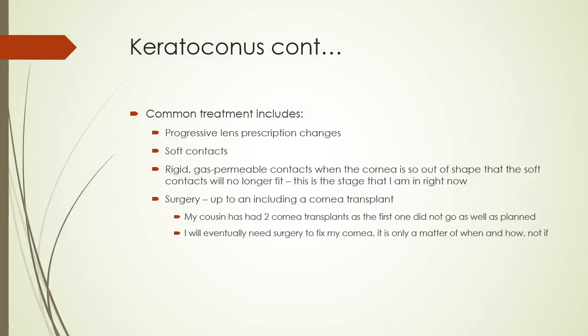Common treatment of keratoconus includes progressive lens changes in your prescription, graduating to soft contacts, and then eventually moving to rigid gas-permeable contacts when the cornea is so out of shape that the soft contacts will no longer fit. This is the stage that I am in now. Eventually, I will need surgery, including up to a cornea transplant at some point. My cousin has had 2 cornea transplants, as the first one did not go as planned. I will eventually need surgery to fix my cornea. It is only a matter of when and how, but not if.